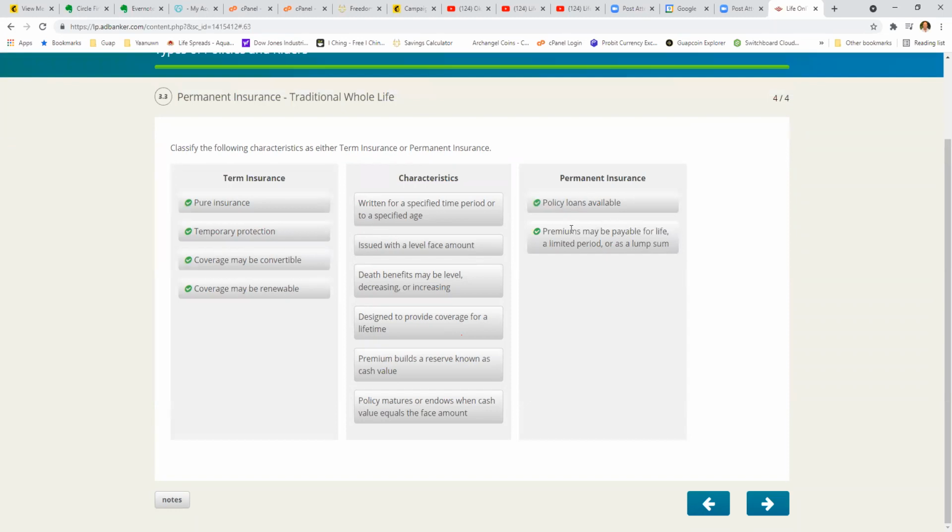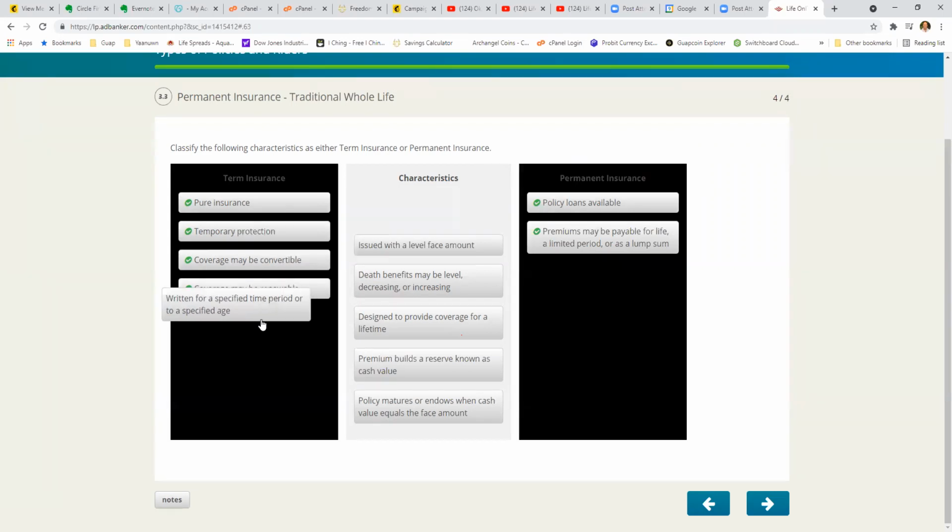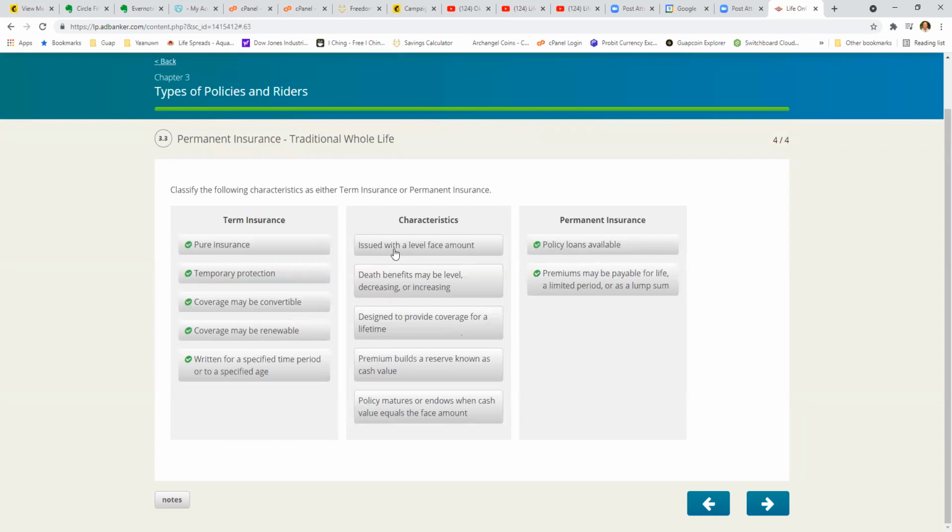Permanent. Yeah. So now the word we want to use is permanent because there's different types of permanent insurance. Whole life is a type of permanent insurance. So we just want to understand the classifications so that we don't get tripped up, there's more options than whole life is what I'm saying. And there's actually now some better options. So written for a specified period or to a specified age. So for a period of time, that sounds very similar to a term, right? Okay. Issued with a level face amount.